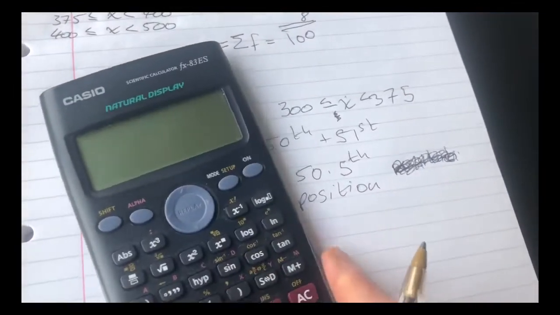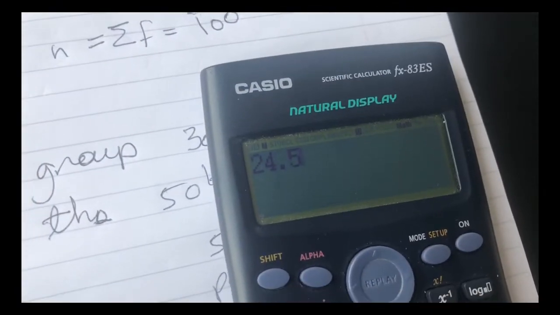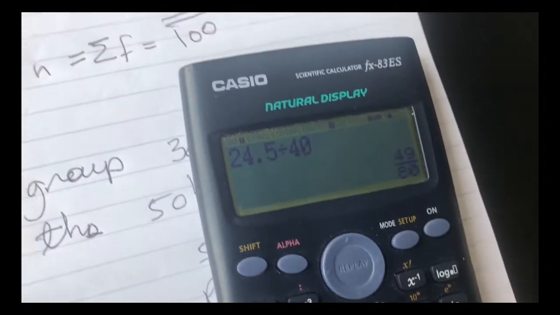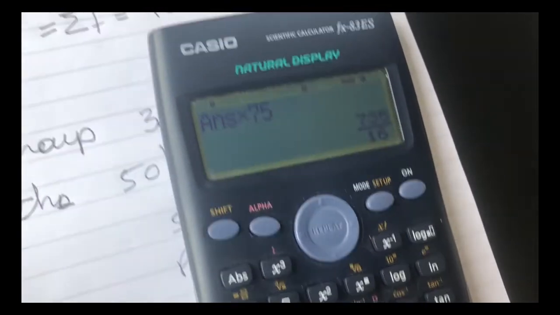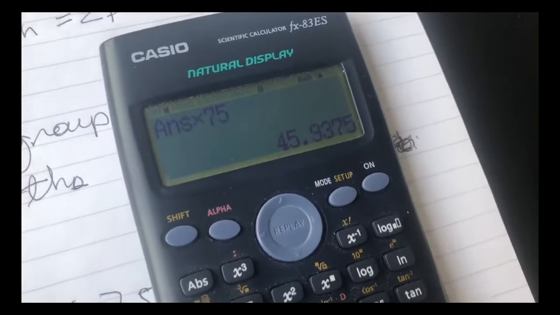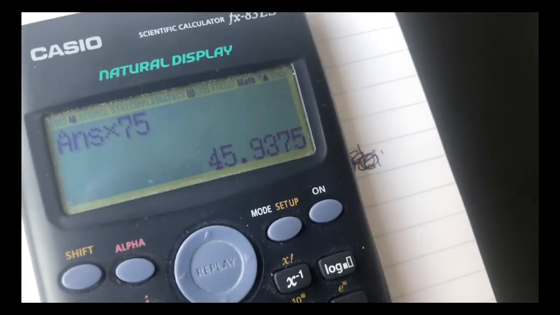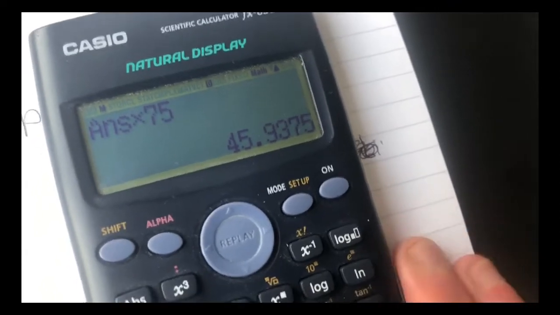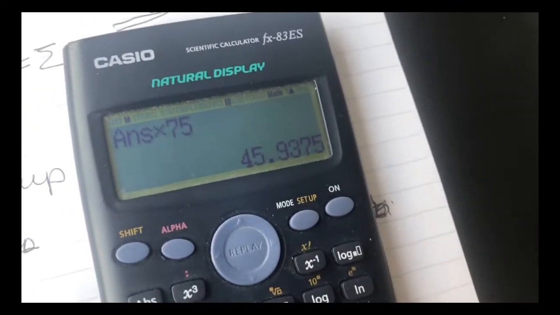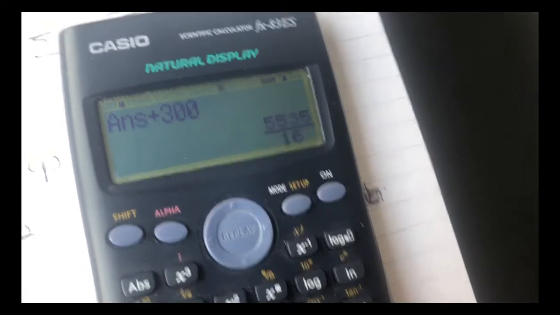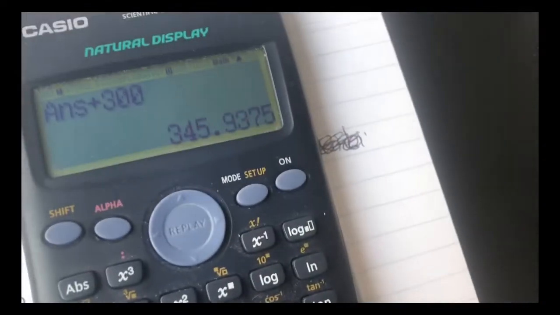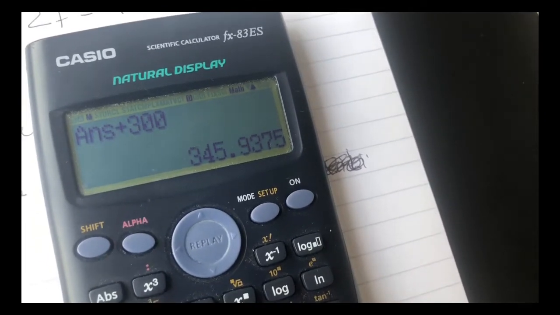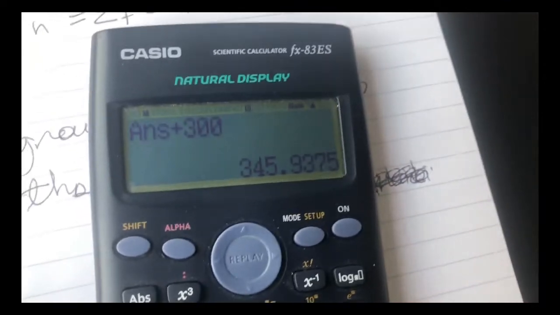And let's see what that is. Here's my calculator. So in terms of the data, we come that far into the group, 45.9375. So add that onto the lower group boundary, which in this case is 300. And that would give us that the median is 345.9375, at least approximately.